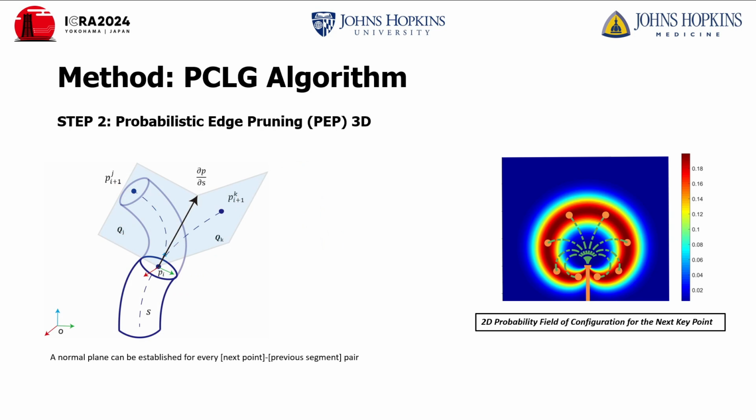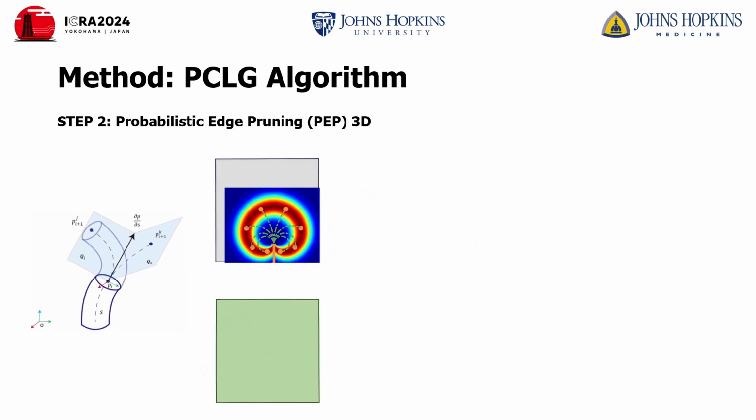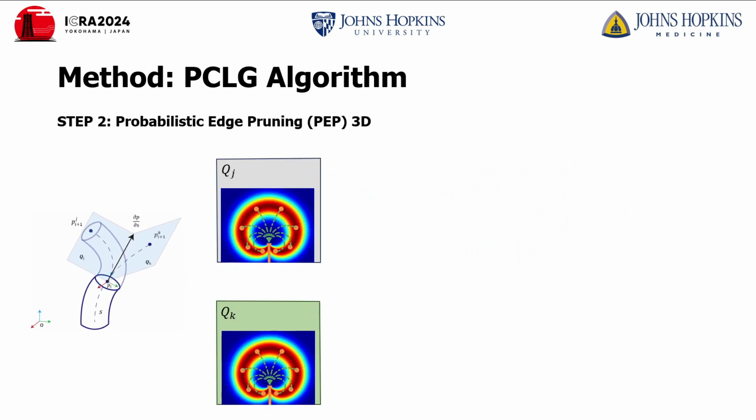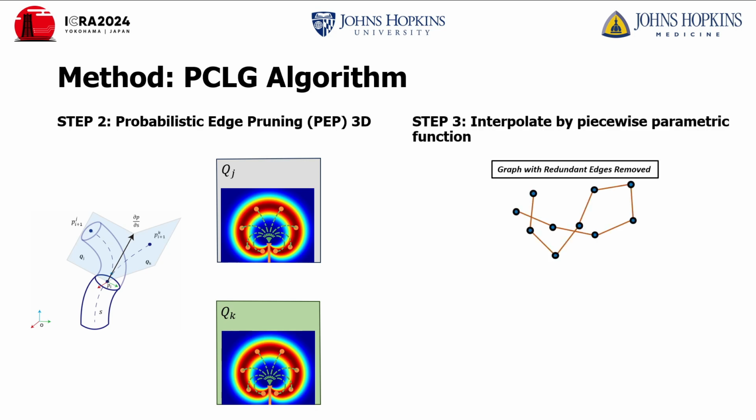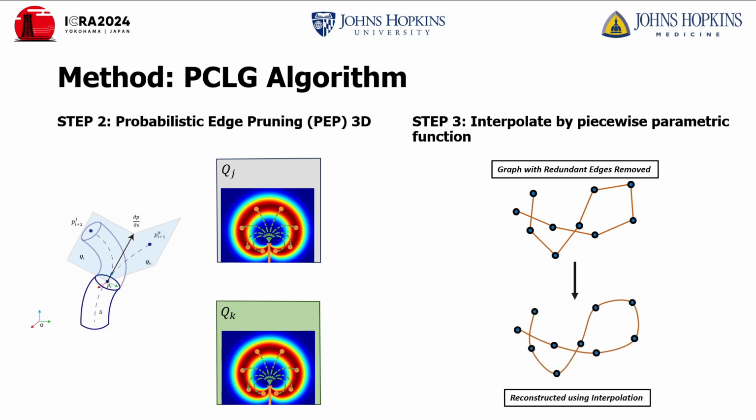PCLG can be extended to 3D scenario. We can find a plane in which one of the neighbors resides and that is perpendicular to the cross-section of the DLO at the current key point. Within each normal plane, the problem falls back to a 2D planar setup. We can use the same steps in the previous slide to calculate the probability of each neighbor. After pruning the edges, in step 3, a piecewise cubic interpolation is used to reconstruct the real shape of the DLO.